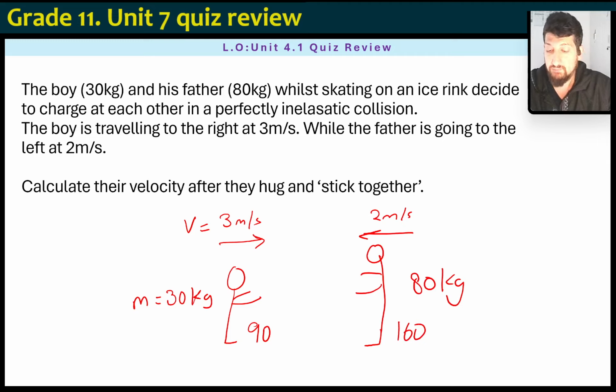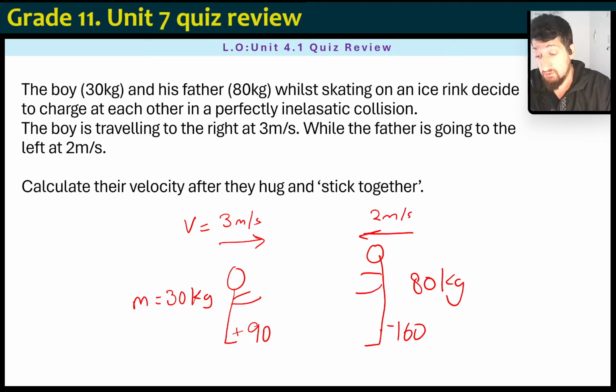Except, you've got to be careful with signs. One is going one way, the other one's going the other way. So I've got to make sure that the signs are opposite. So if I have positive for the boy, I can have negative for the man or the father. Now, it doesn't have to be that way. It can be the other way around. It doesn't matter. It's all arbitrary. So anyway, I'm going to choose plus 90 for the boy, minus 160 for the man.